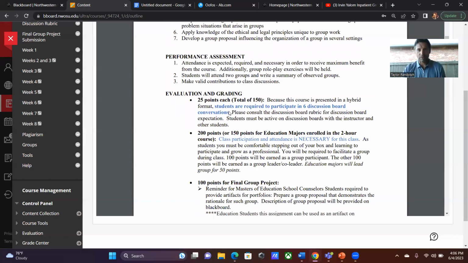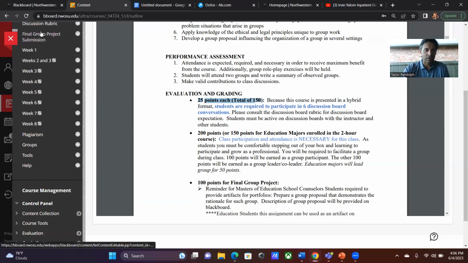Let's just cut to the chase. Here's what people want to know: how am I going to make a grade? There are 6 discussion boards, and they're worth 25 points each for a total of 150. Please make sure you hit every one of those. That tends to be an area where students lose points, and it doesn't need to be. Please consult the discussion rubric for the expectations. That can be found over here on the left menu.